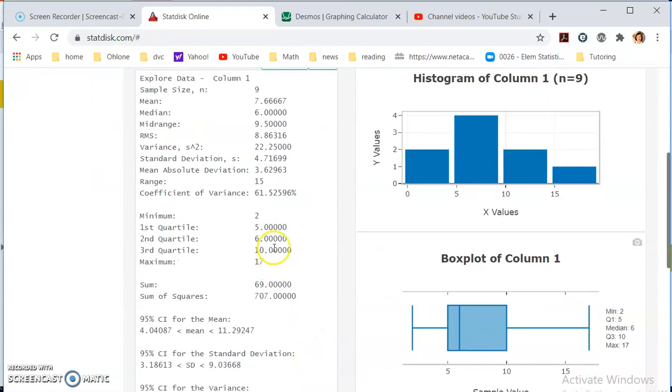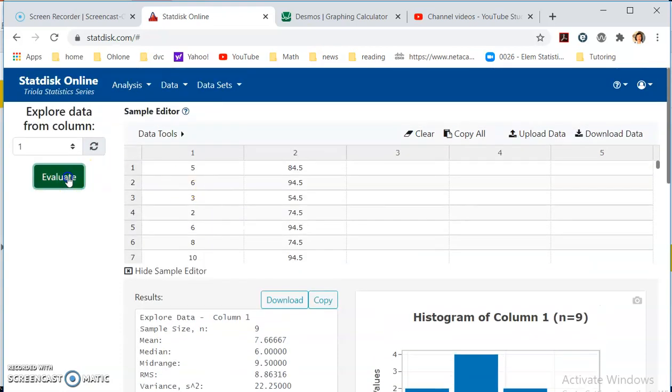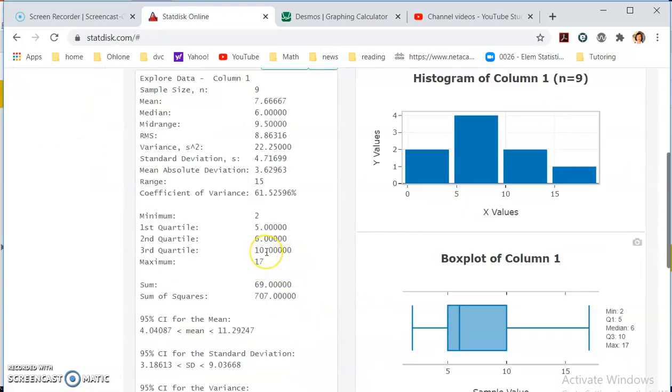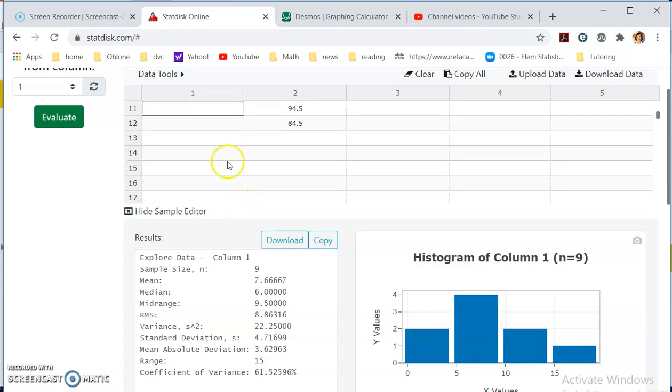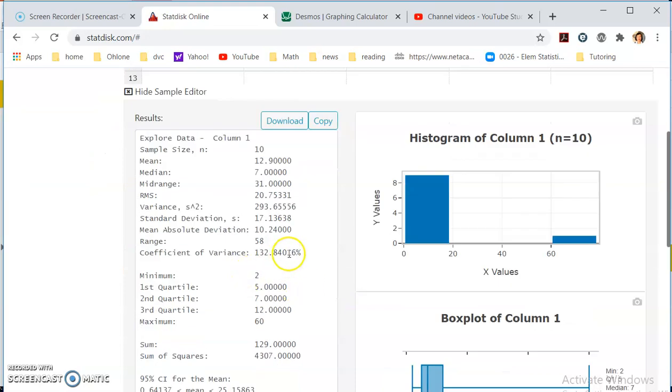the IQR is Q3 minus Q1, which is 10 minus 5, which is 5, right? That's for the original one. So if I add a 60 into it, all of a sudden there is an extreme data point. Let's just do it. Enter it, and then evaluate again for column 1. Right, so earlier it did not. So Q1 is 5, Q3 is 12. So it does not affect the middle 50% that much.